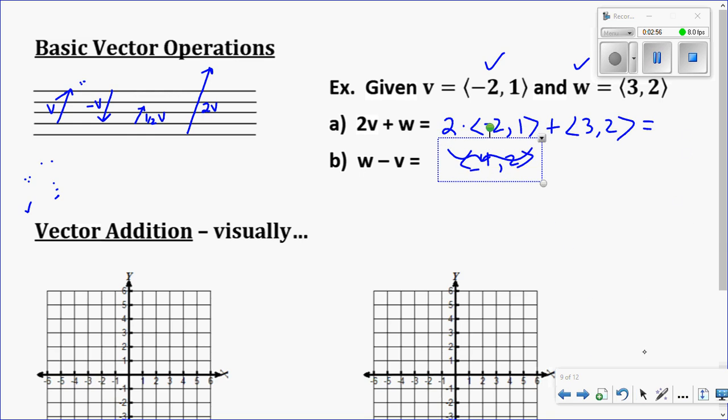I don't know why this keeps doing this. It's so annoying. And then you're going to be adding 3, 2. So you're just adding the x's and adding the y's. And so your final answer would be negative 1, 4 if you add the parts.